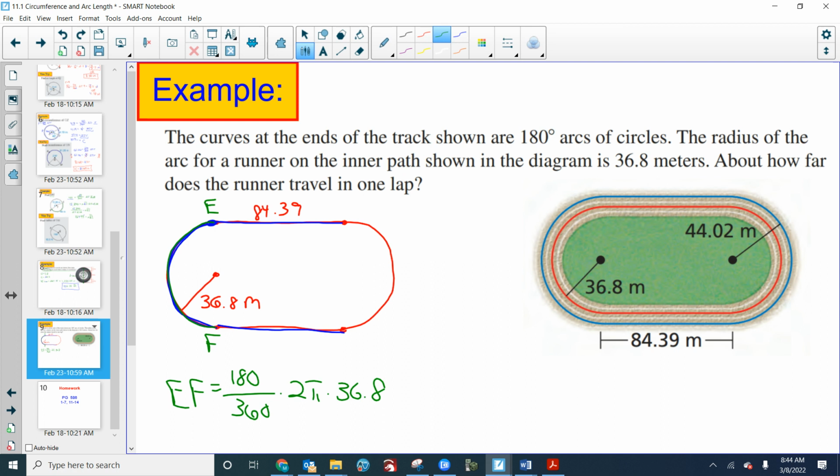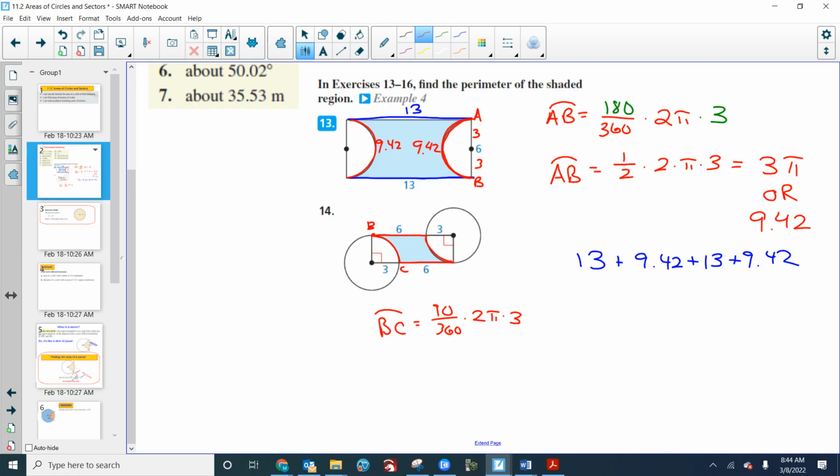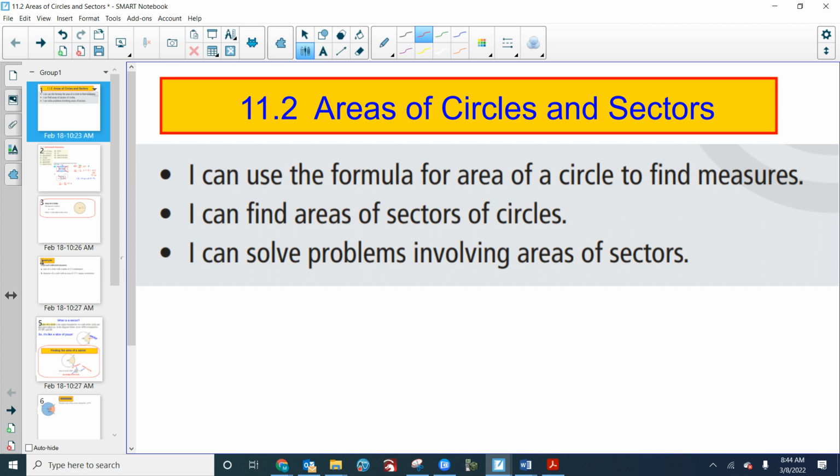All right. New notes for today: areas of circles and sectors. The notes are there if you want one. Actually, they're not. Areas of circles and sectors.